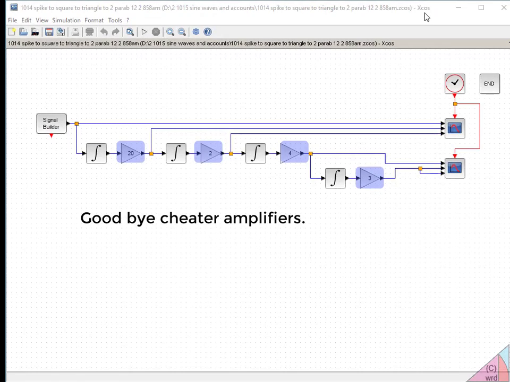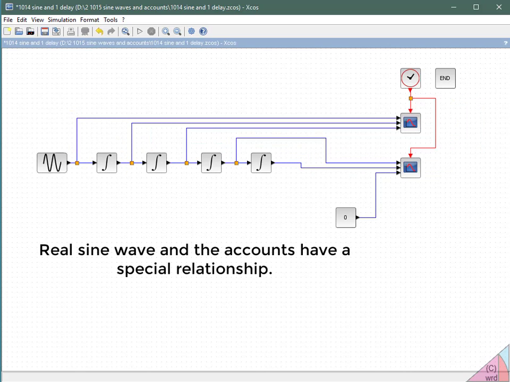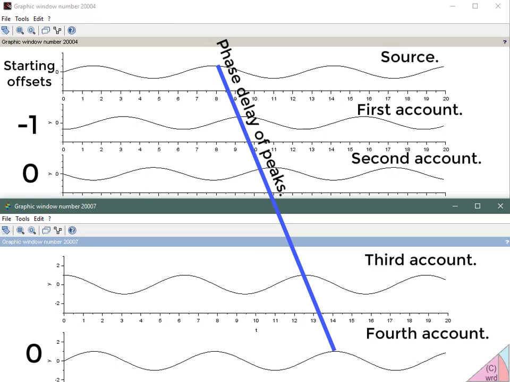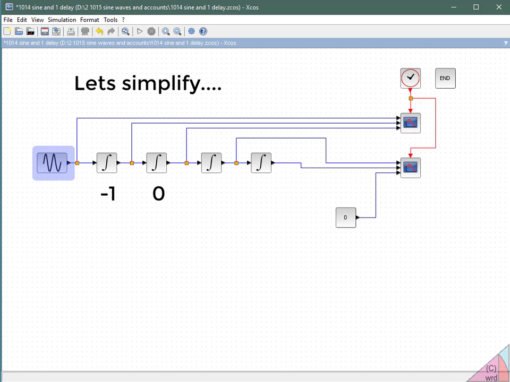The fudge amplifiers are gone from the setup screen. They are not needed. The accounts recognize real sine wave and don't lose any amplitude from one account stage to the next. All I have to do to keep signals from floating up or down the page is give the accounts the proper starting levels for their phase position. These are simple to figure out. They can only be 0, -1 or +1. Pure sine wave is one of nature's great simplifiers.